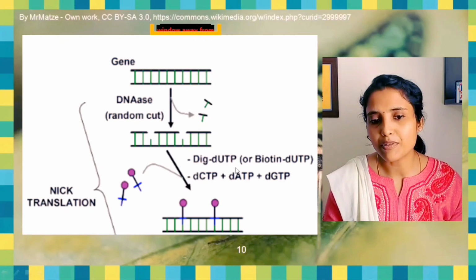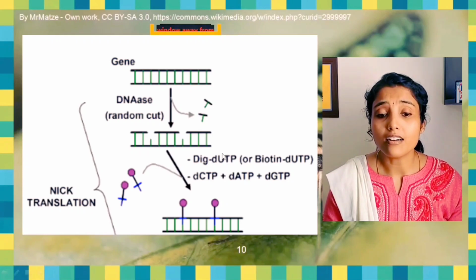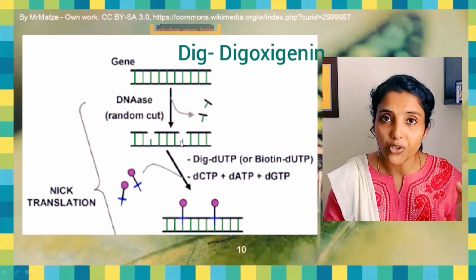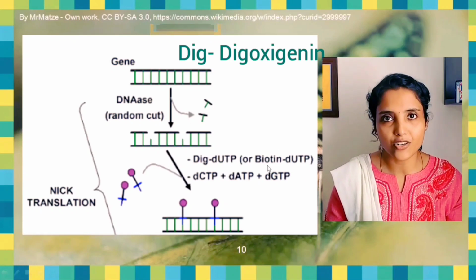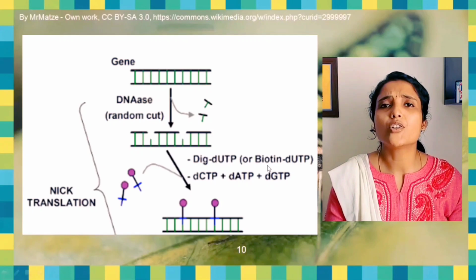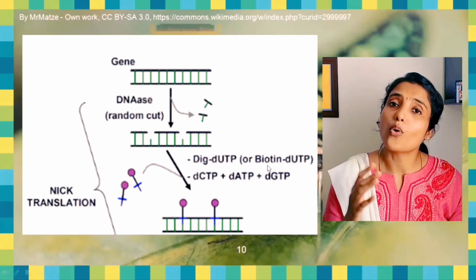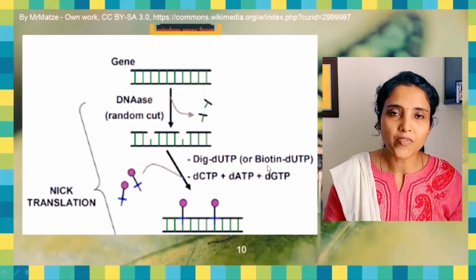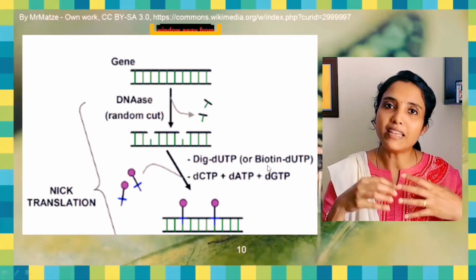So here in this example, they have added dUTP, which is digoxigenin, and it has a digoxigenin molecule attached to it, or a biotinylated dUTP. So it could be a biotinylated dATP also, or dTTP, anything. That is according to how we are going to design our probe. We just need it to be labeled.